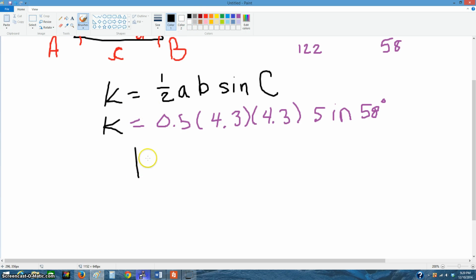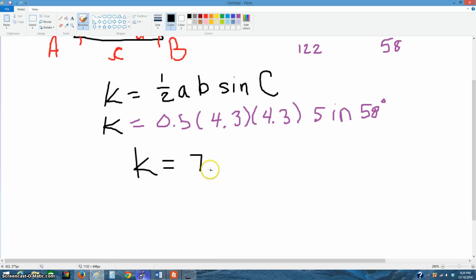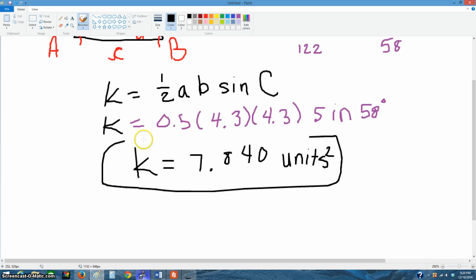K equals, okay, let's see what we got. 7.840 units squared. Because we're discussing area. Okay, so that's our answer for number 13.